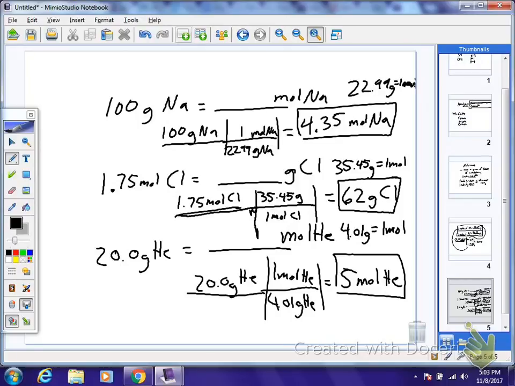Okay, so here are your setups. 100 grams divided by 22.99 gives you 4.35 moles. With the chlorine, you multiply, get rid of the moles of chlorine, and you end up with grams of chlorine, and it's 62. And then for helium, you get rid of the grams of helium, go to moles of helium, and you get 5 moles. So those are problems dealing with grams to moles.